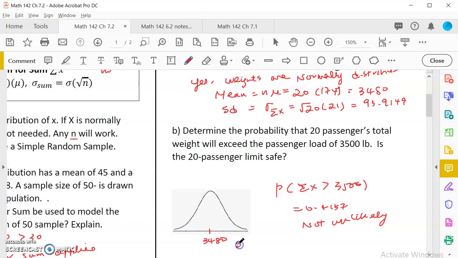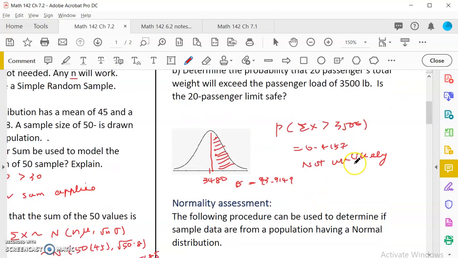With a mean of 3480 and sigma of 93.9149, this is not very good. 3,500 is really close to the mean, so you can tell that it's about a 40% chance. So it's not safe. When it is not unlikely, then it's not safe, because it's likely to happen.